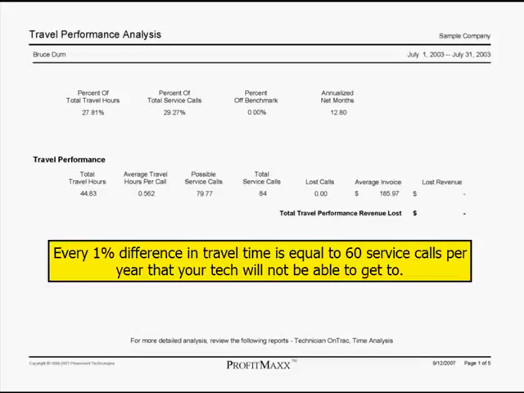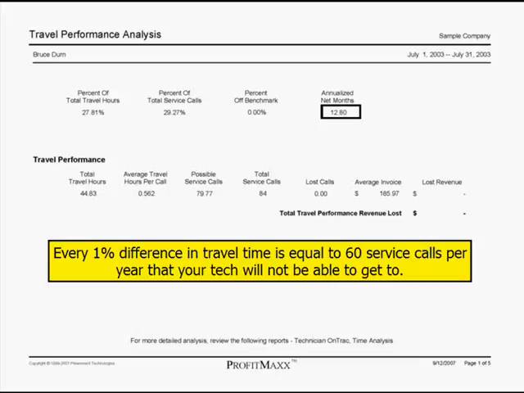When you multiply that by your average service ticket for this technician, you'll see exactly what the financial impact is on your company. If the tech tries to hide their travel time in either, say, diagnostic time or service time, the balance of those numbers won't work out. You'll spot the problem very quickly on one of these analysis reports.